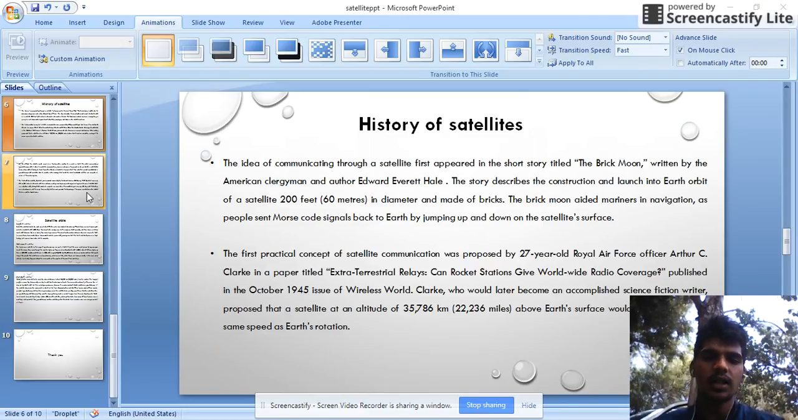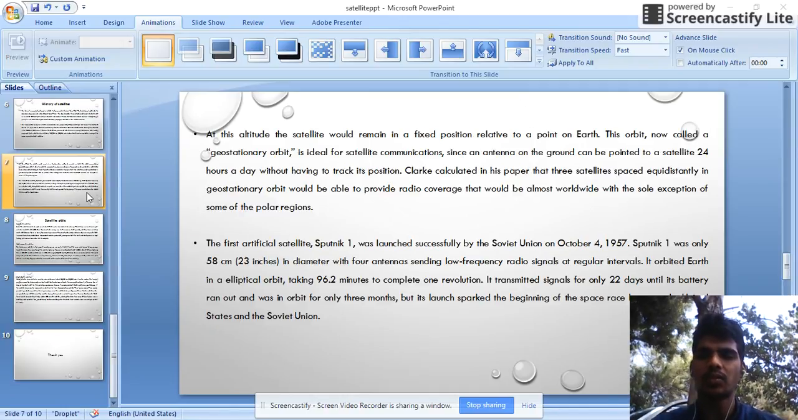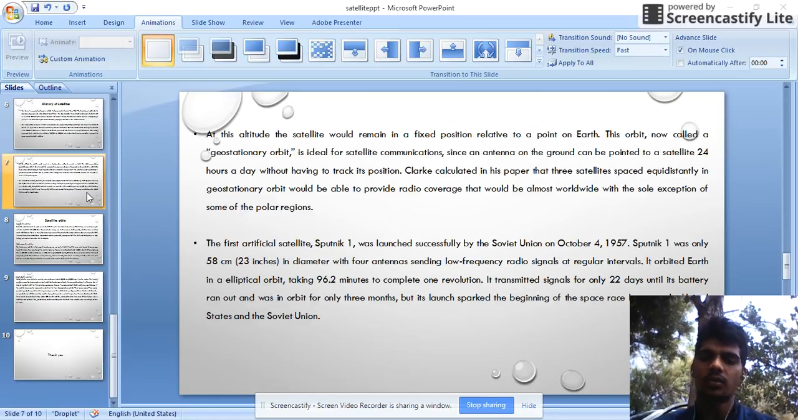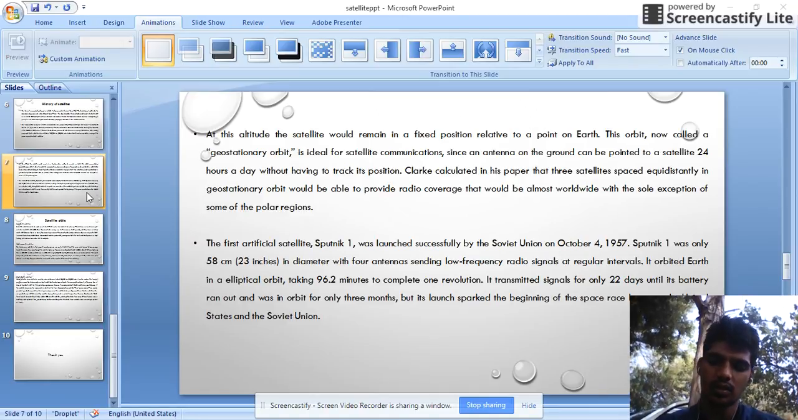The first satellite, Sputnik 1, was launched successfully by the Soviet Union on October 4, 1957. Sputnik 1 was only 58 cm in diameter, with four antennas sending low frequency radio signals at regular intervals. It orbited Earth in an elliptical orbit, taking 96 minutes to complete one revolution. It transmitted signals for only 22 days until its battery ran out and was in orbit for only 3 months. But its launch sparked the beginning of the space race between the United States and the Soviet Union.